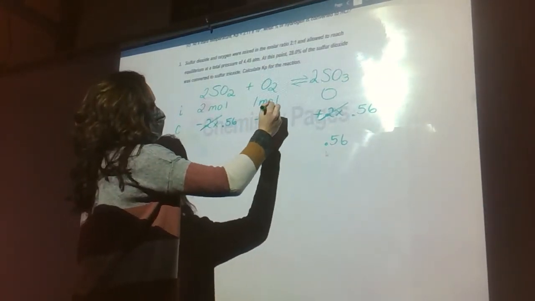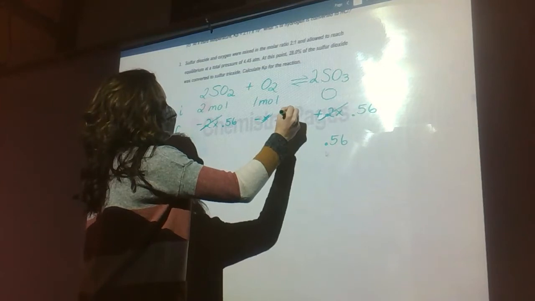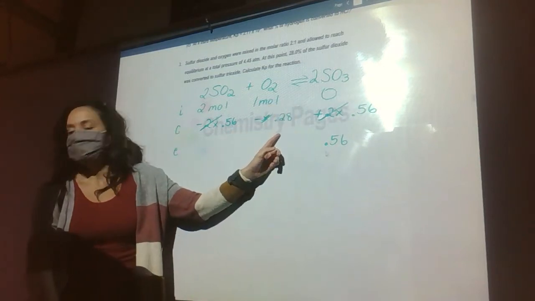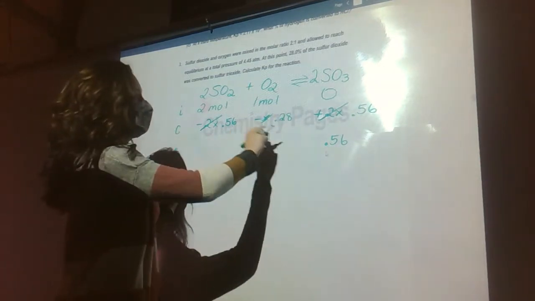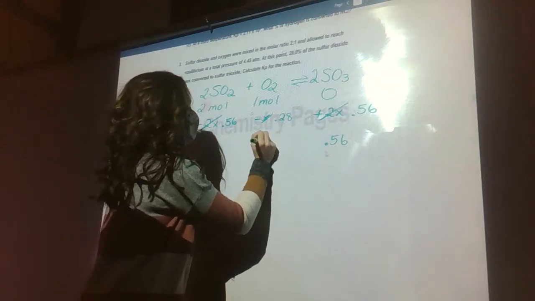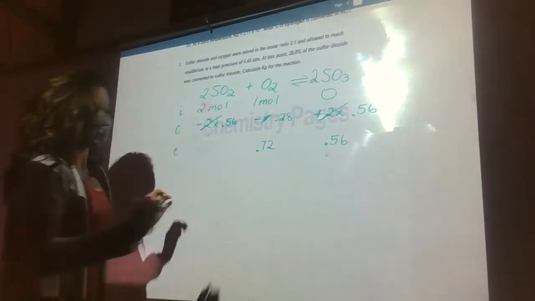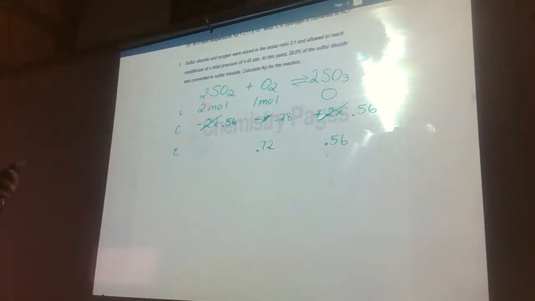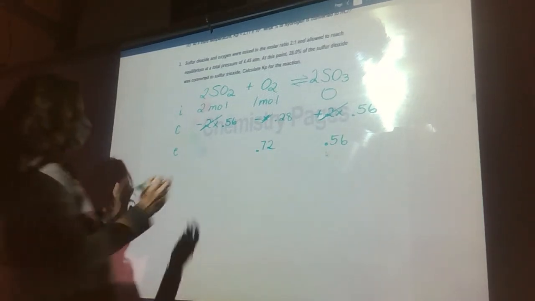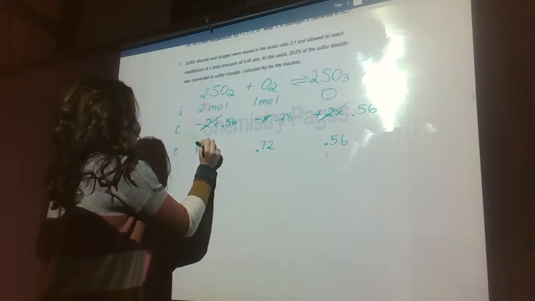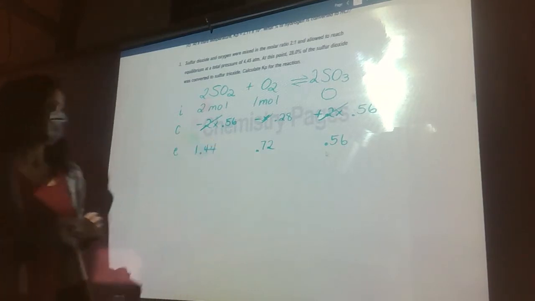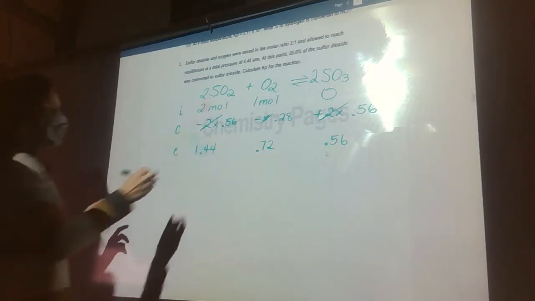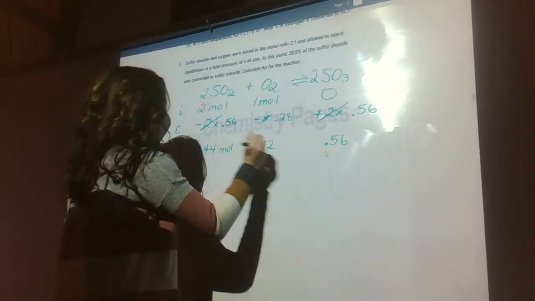You just divide them by 2, right? Right. So this is 0.28. So 1 minus 0.28 is 0.72. And 2 minus 0.56 is 1.44. And those are mole values at equilibrium.